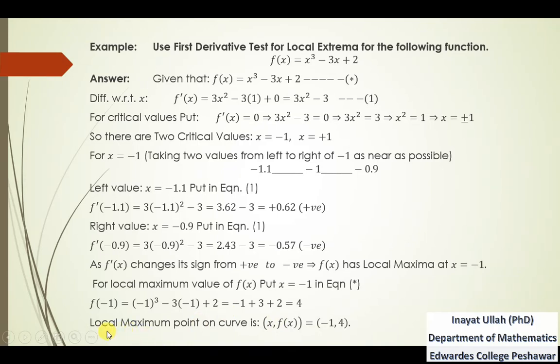At which point does that local maximum value occur? The local maximum point on the curve is x comma f of x. Now x is minus 1, and the value of f of x for x equal to minus 1 is 4. So minus 1 comma 4 will be at the top of the function value. So this is the topmost point on the curve, the local maximum point.